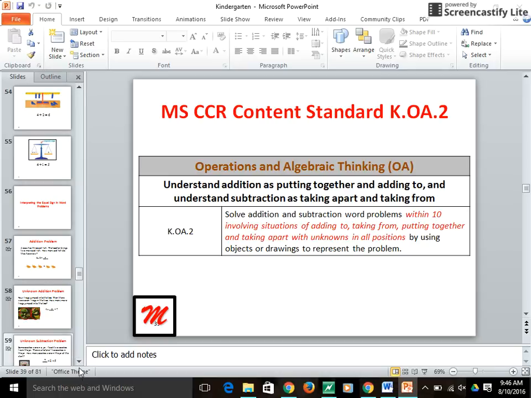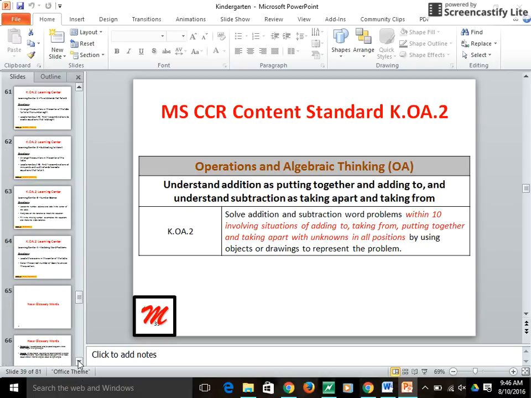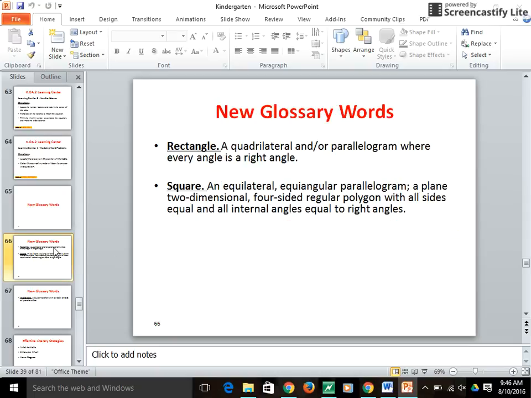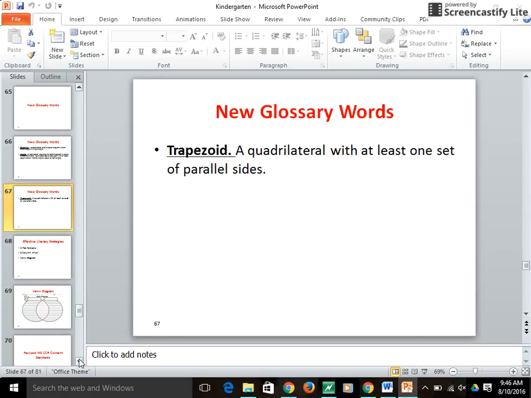Let's see. These are just some more examples. Let me find another standard. There are some new definitions in your glossary at the back of your standards that you want to look at.